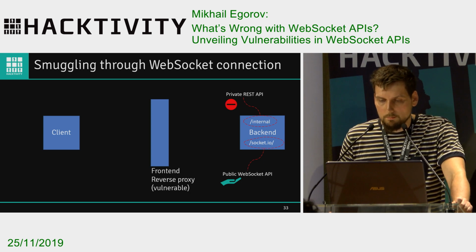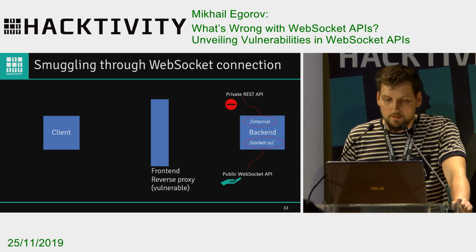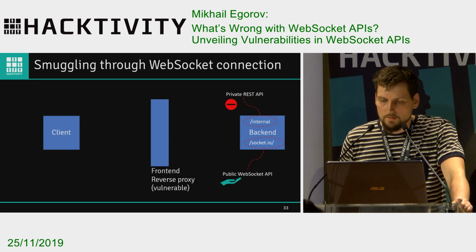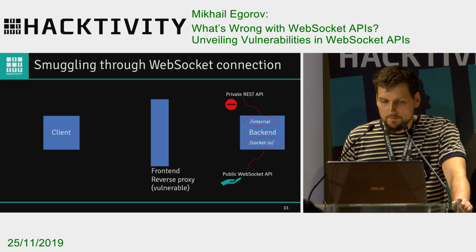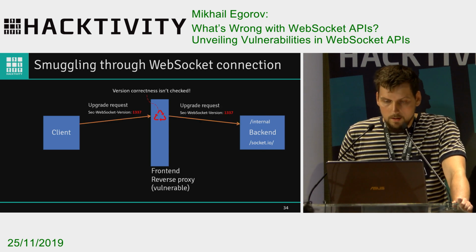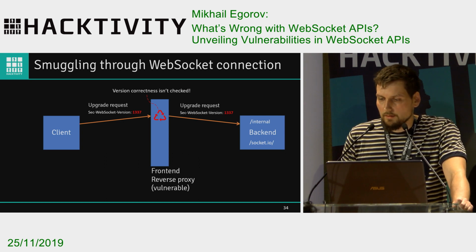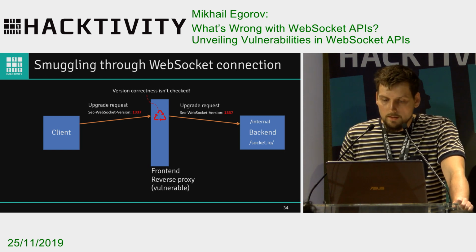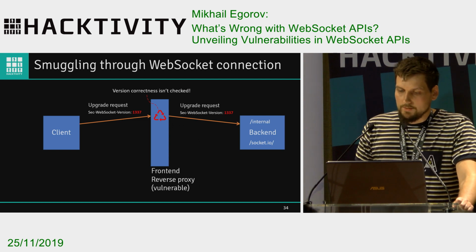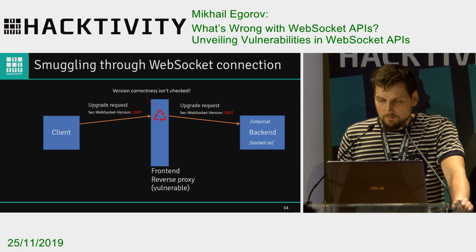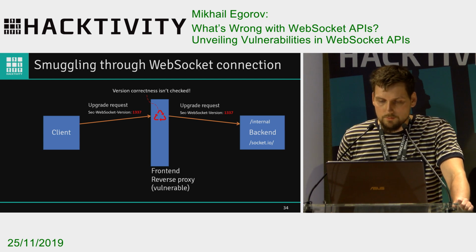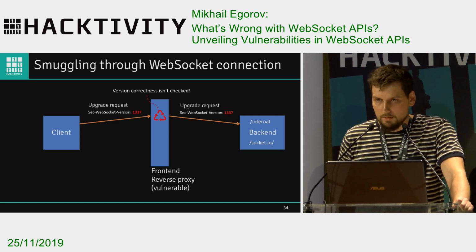Assume we have a backend with a publicly exposed WebSocket API on path /socket.io, and there is an internal REST API used for administration that's private and is not exposed outside. Now we have a client that communicates with the backend via a vulnerable reverse proxy. The purpose of the malicious client is to access the private API. On the first step, the client sends an upgrade request to the reverse proxy with a wrong version in the Sec-WebSocket-Version HTTP header. Currently only version 13 is supported most of the time. And the reverse proxy doesn't check the version and passes the request to the backend, thinking that it's a good upgrade request.